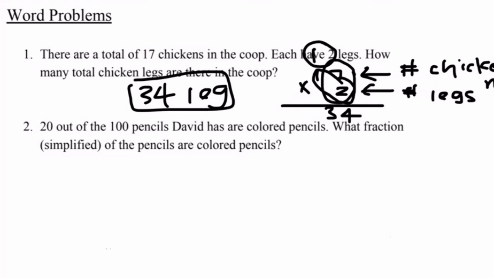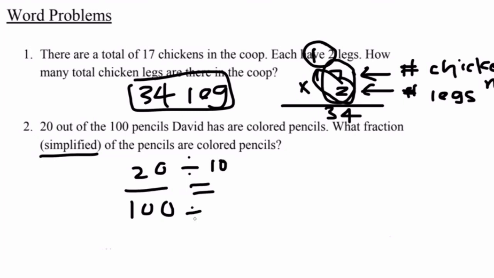Number 2, 20 out of 100 pencils David has are colored pencils. What fraction simplified of the pencils are colored pencils? Well, they give us the fraction 20 out of 100. And it's asking us to simplify 20 out of 100 into a simpler fraction. Well, one thing we could do in order to simplify is divide the numerator and the denominator by 10.